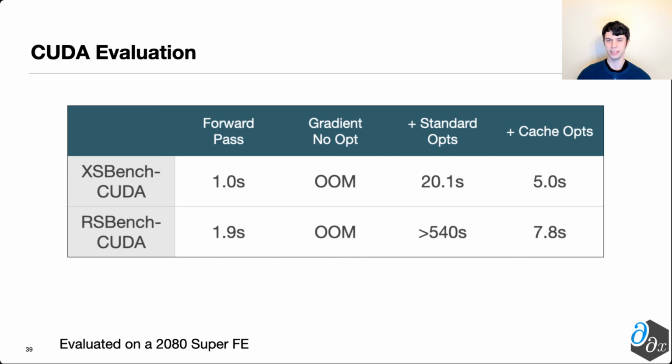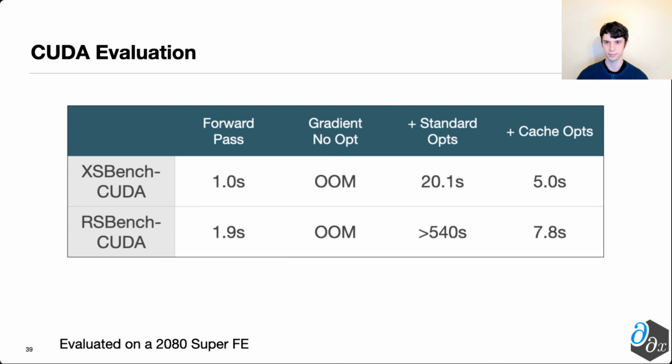From there, we took what the standard Enzyme pipeline would have been, and ran it on these two benchmarks. So we get something that actually runs, which is great, and seemingly the first time that we're able to do generic reverse mode GPU AD. For XSBench, it takes about 20 seconds for these standard optimizations, and for RSBench, it takes more than 10 minutes, but does indeed complete, which is good.